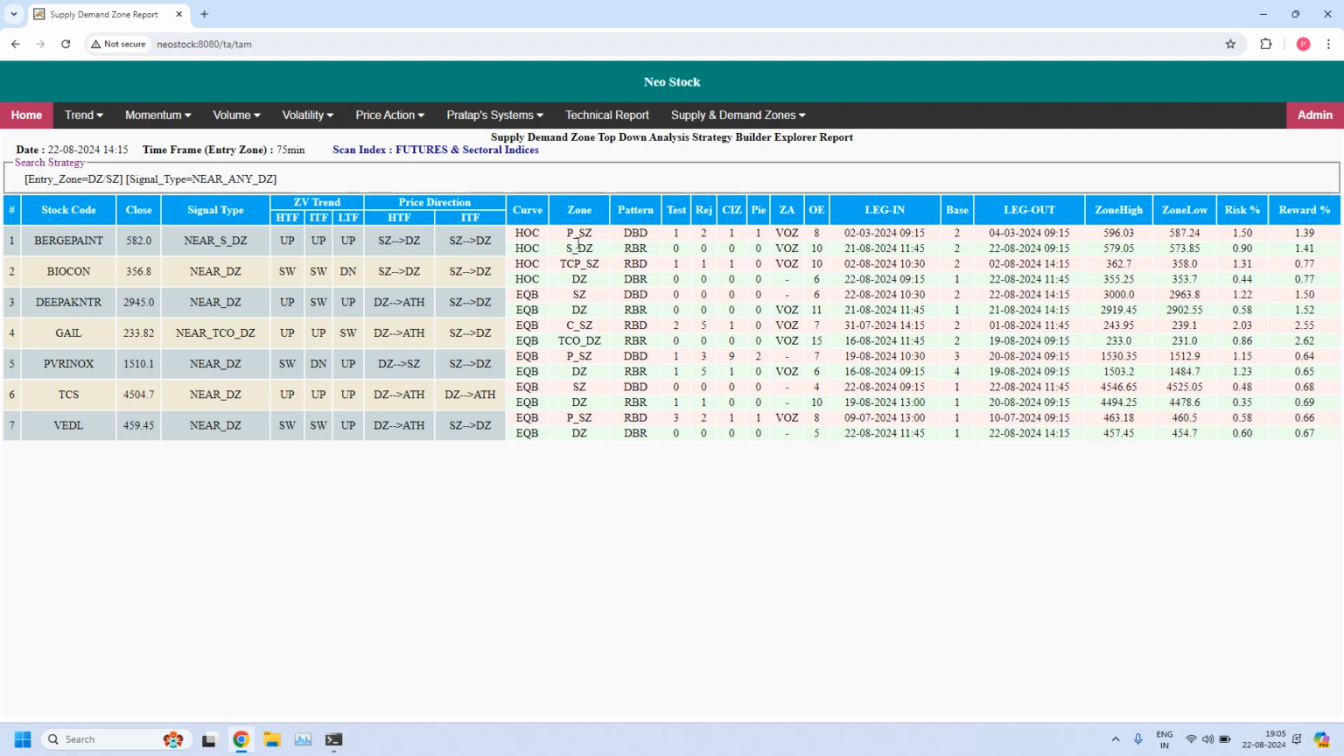So you need to fine tune the zone up to 5 minutes time frame, and then you can plan a trade if there is a fresh fine tuned 5 minute zone available. This is the low priority high liquidity zone. So we have only one valid high priority high liquidity zone from 75 minutes time frame, that is Berger Paints.